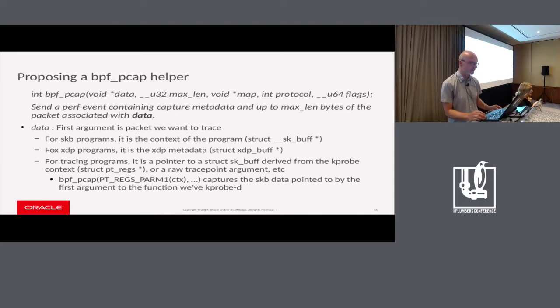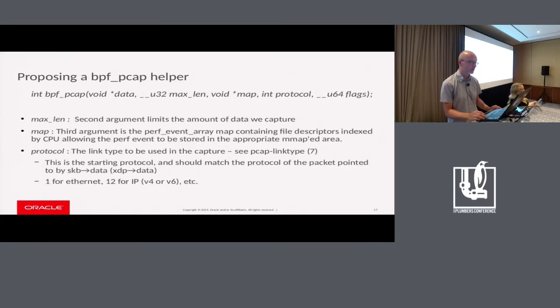So that's our struct SKBuf or our XDP metadata. For the tracing programs, it's going to be a pointer to an SKBuf that would be derived from the kprobe context. So that would be the arguments to whatever kernel function it is, or the raw tracepoint arguments. So for example, if we call BPF PCAP with the ptreg as parm1, that gives us the SKB data pointed to by the first argument to the function we're kprobing.